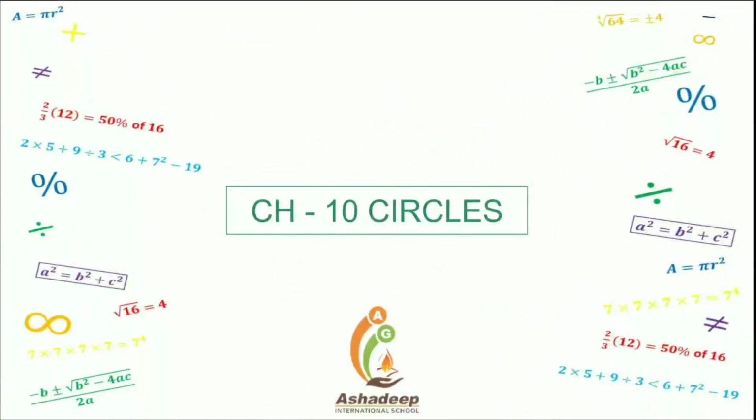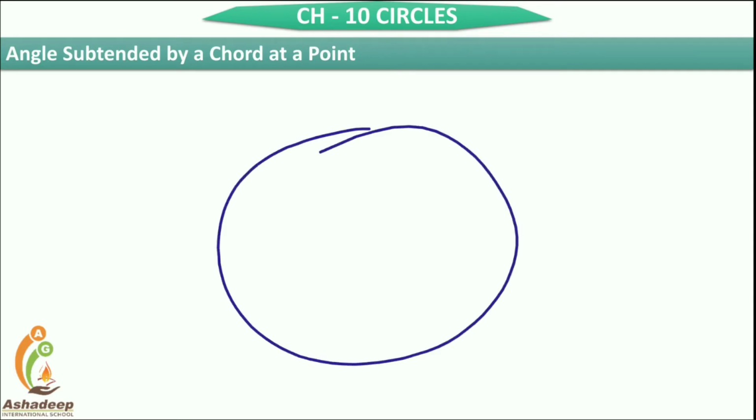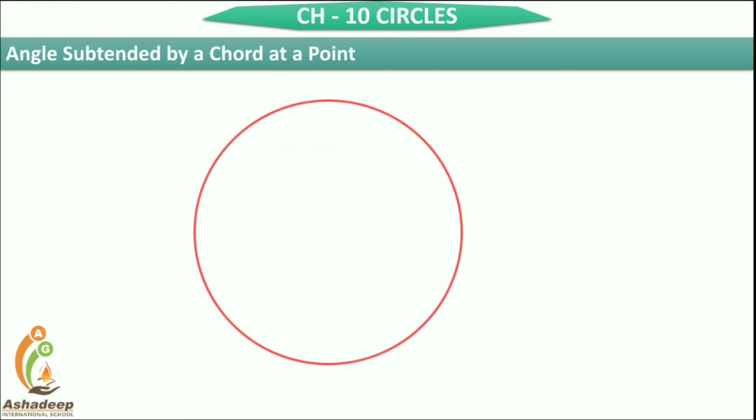Chapter 10 Circles, Session 2. Let's start. Angles obtained by the chord at a point. Now, what does it mean? If I have a circle with this chord, then angles obtained by the chord at any point.